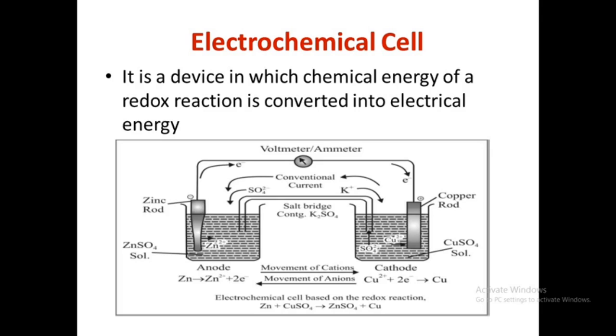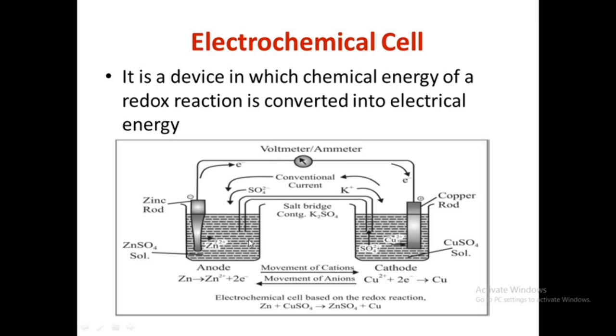In this case, when the copper rod is dipped in copper sulfate solution, the electrode potential developed is 0.34 volt. Now when we connect these two half cells or these two electrodes, the current will flow from copper to zinc and the electron will flow from the zinc electrode to the copper electrode. When electrons or current flow, we can use the electrical energy of this cell.